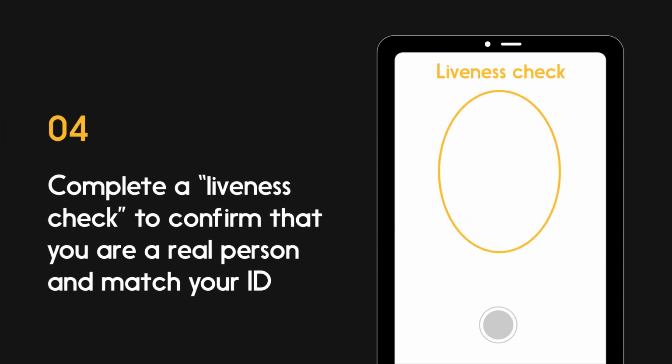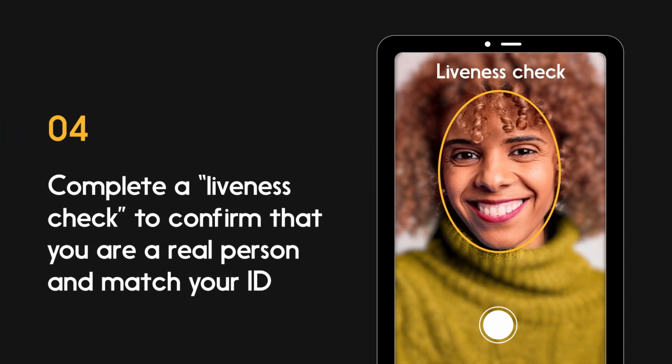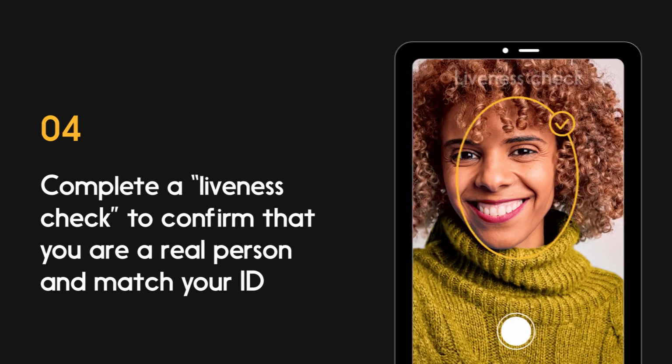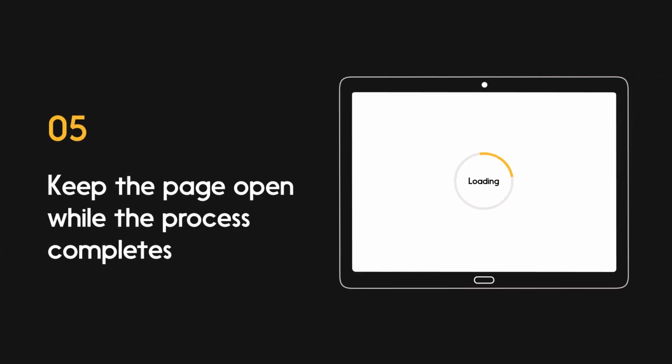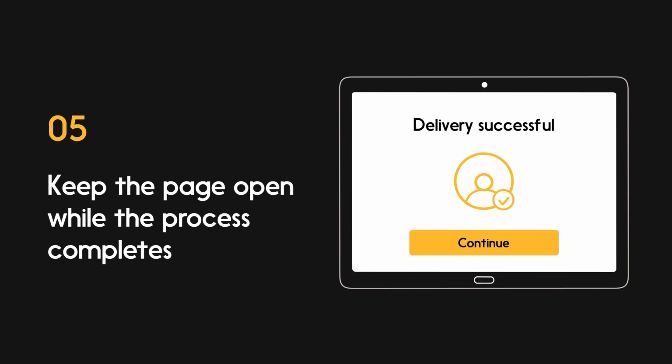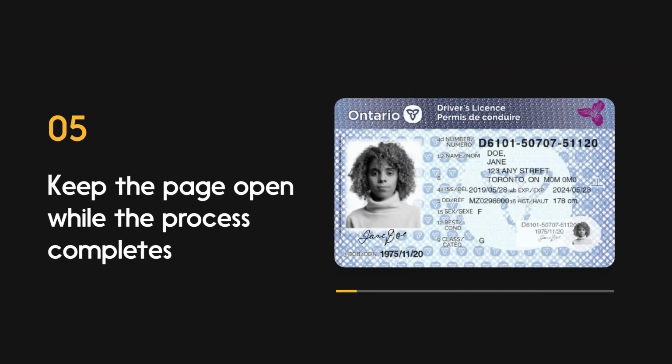Next, you'll be asked to confirm that you're a real person and that you match your government ID. This includes taking a front-facing photo or video to confirm the appearance of your face. Keep the page open until you see a confirmation that your identity has been confirmed. Your documents are being verified through Interac Document Verification Service.